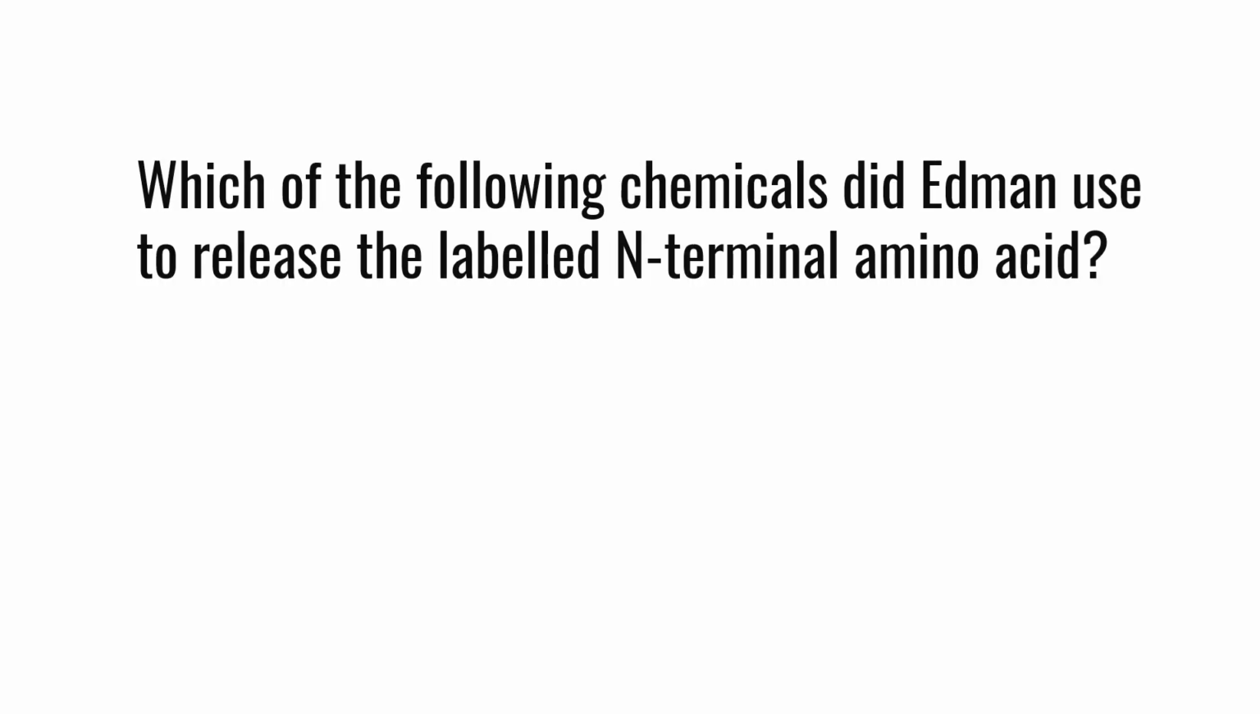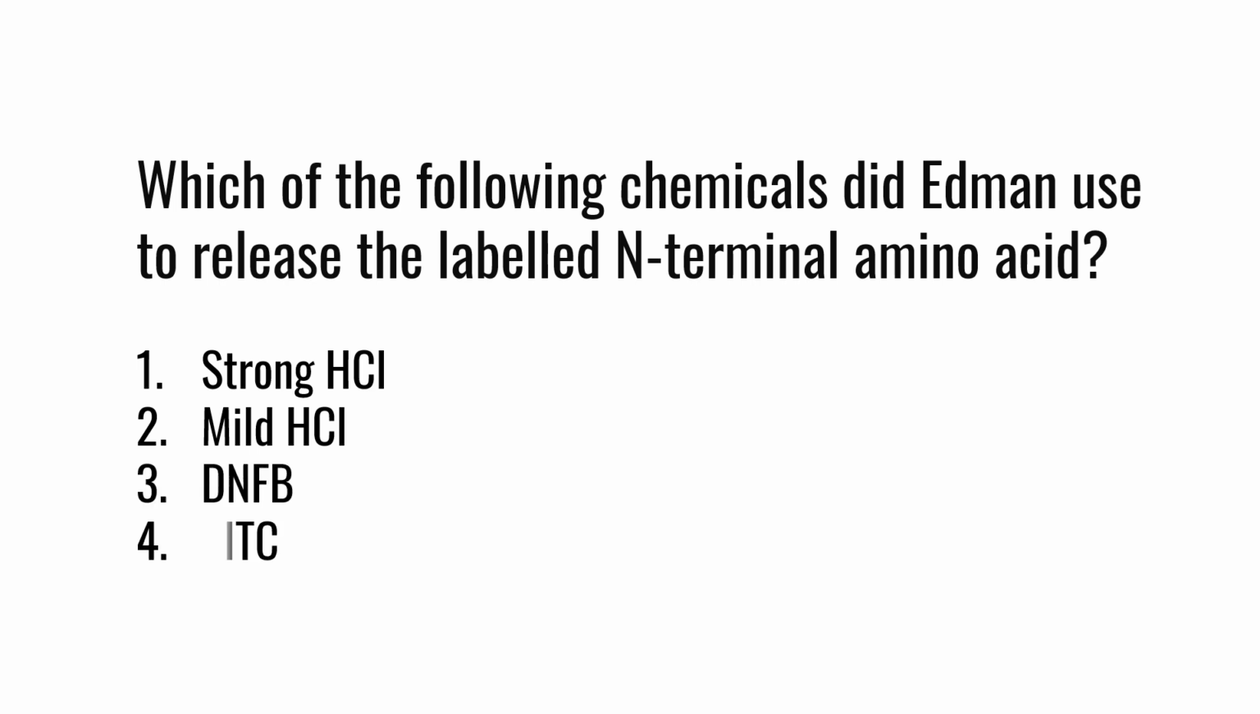Just to test your memory and retention of the information from this video, there is a question: which of the following chemicals did Edman use to release the labeled N-terminal amino acid? The choices are strong HCl, mild HCl, DNFB, and the last one is PITC. The correct answer is mild HCl.